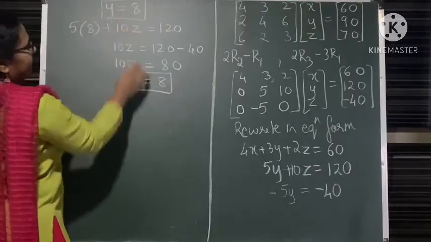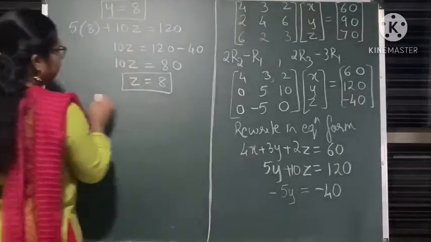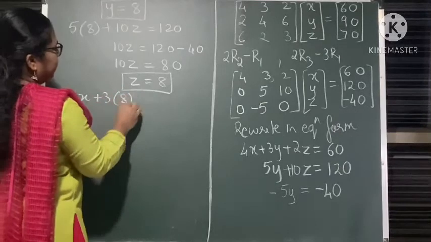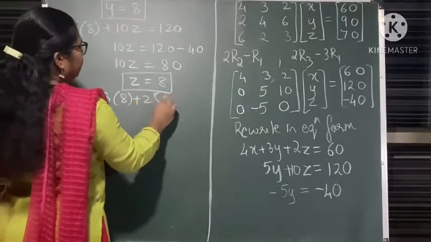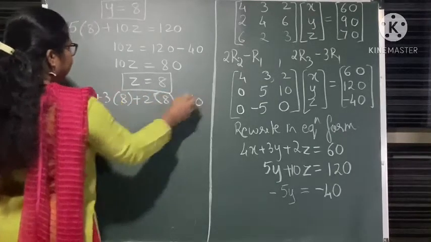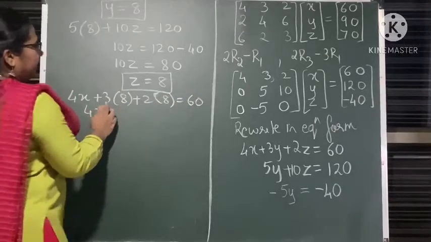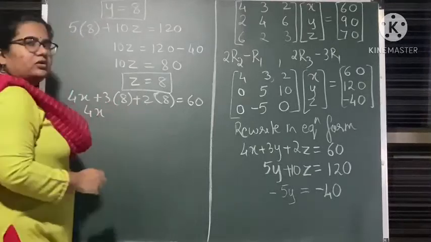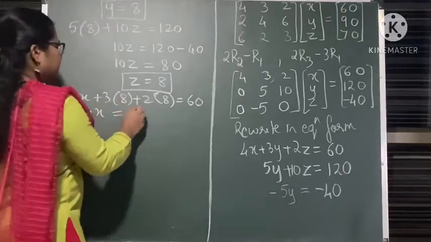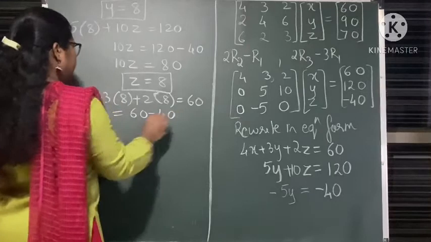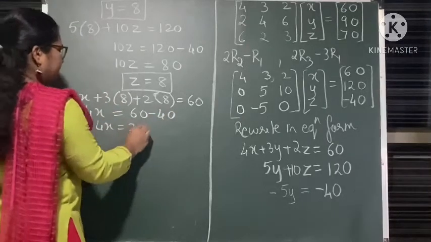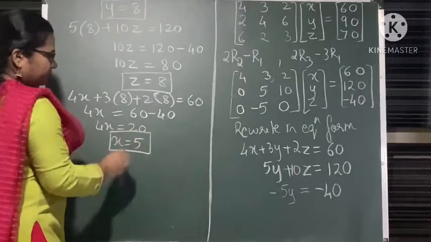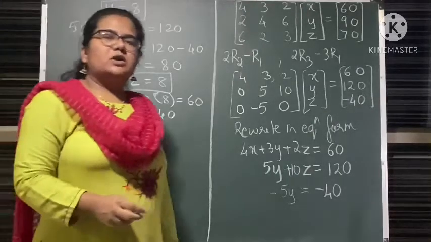Yes, now we know y and z. We will substitute in this equation. 4x plus 3 into 8 plus 2 into 8 is equal to 60. So 4x, 8 3s are 24. 8 2s are 16. 24 plus 16 is 40. So 60 minus 40, 4x equal to 20. Therefore, x equal to 5. Got it?